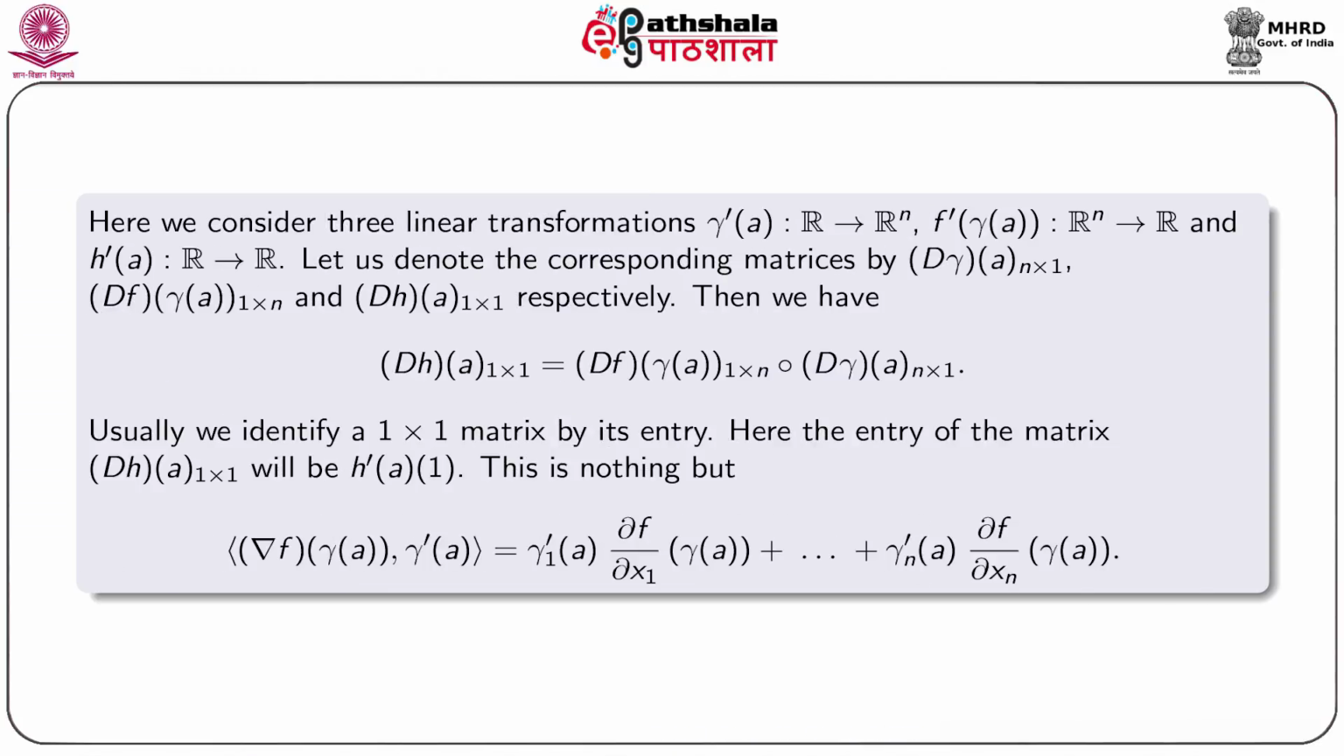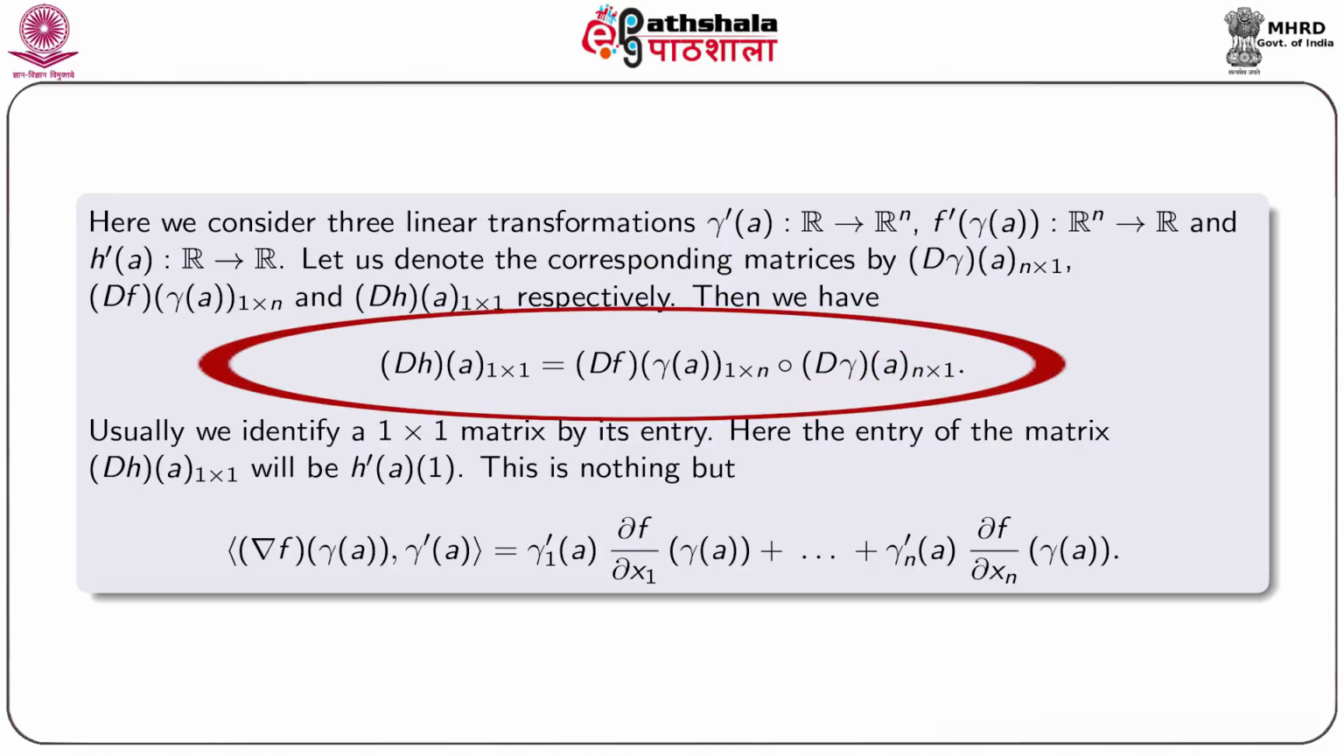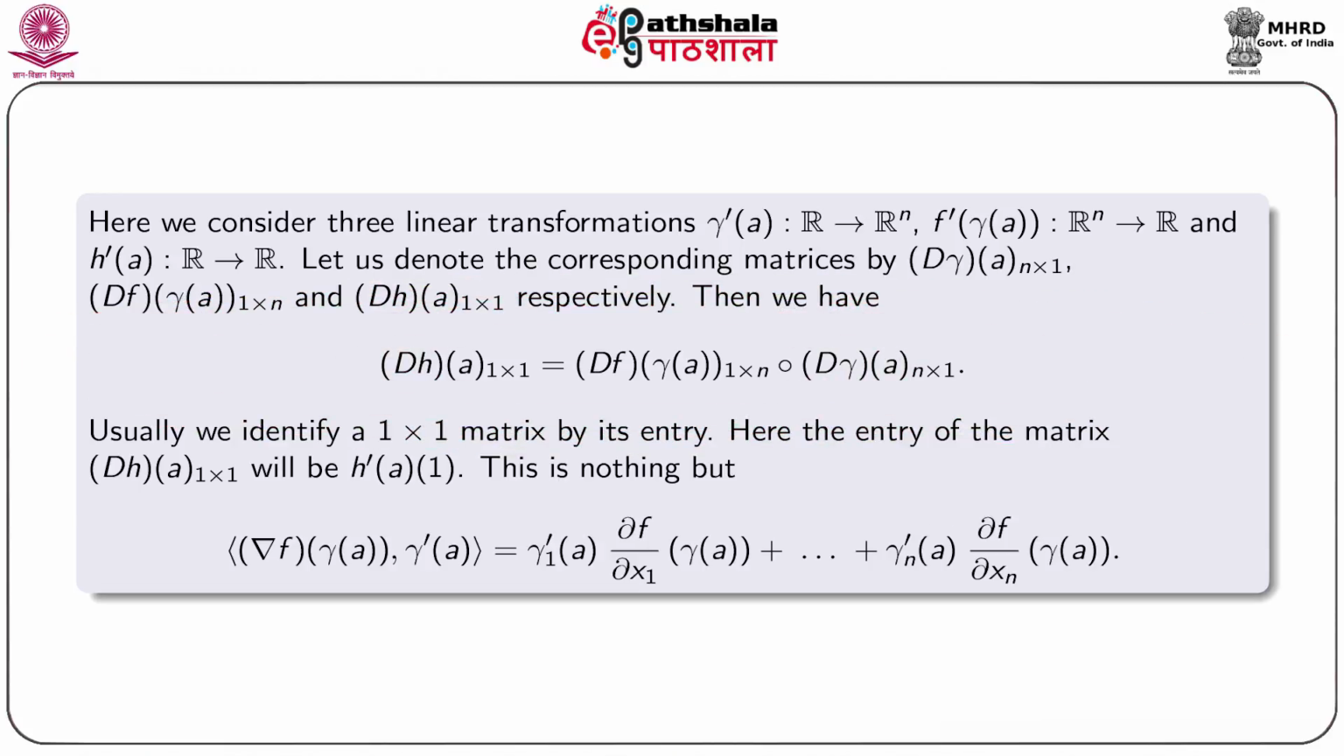So, basically here we are considering three linear transformations: gamma dash a from R to Rn, f dash gamma a from Rn to R and h dash a from R to R. Let us denote the corresponding matrices by D gamma a, Df gamma a and Dh a. Their sizes are n by 1, 1 by n and 1 by 1 respectively. Then we have Dh a equals Df gamma a matrix multiplication D gamma a.